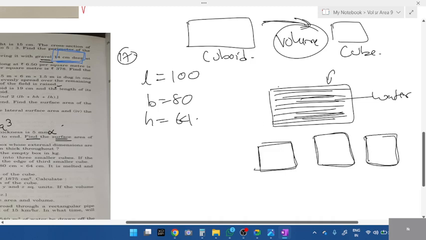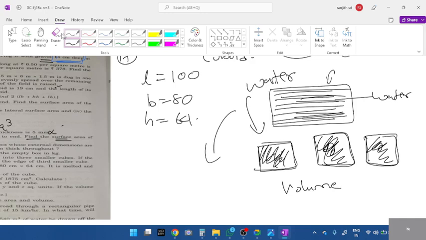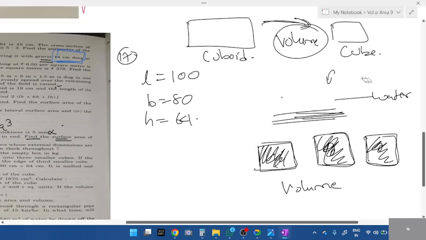So what is the concept? You take water from this cuboid and pour it into these cubes. The volume will be the same. Water will not get wasted. You can't pour half the water outside and half inside. Whatever water is present in the fish tank will be present in the small cubes. Therefore, volume is the common factor, whether you're converting from cube or cuboid, students.